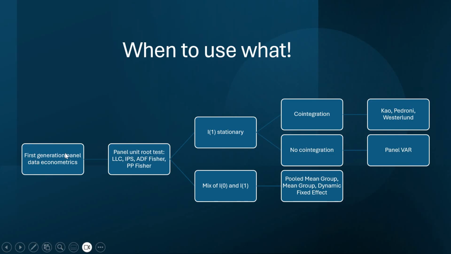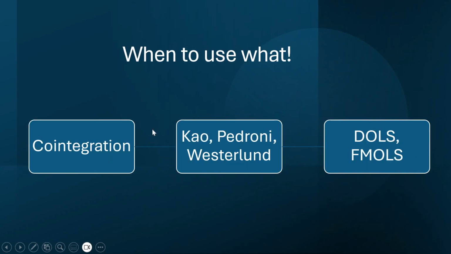Now, for first generation, the procedure is to first test for unit roots with LLC, IPS, ADF Fisher, and PP Fisher. If you have a mix of I(0)s and I(1)s, you can easily do the pooled mean group, the mean group, and dynamic fixed effects. If your variables are I(1), you test for co-integration using the Kao, Pedroni, and Westerlund tests. But if there's no co-integration, most literature says that we could use the panel VAR model. Now, when there's co-integration, what do you do?